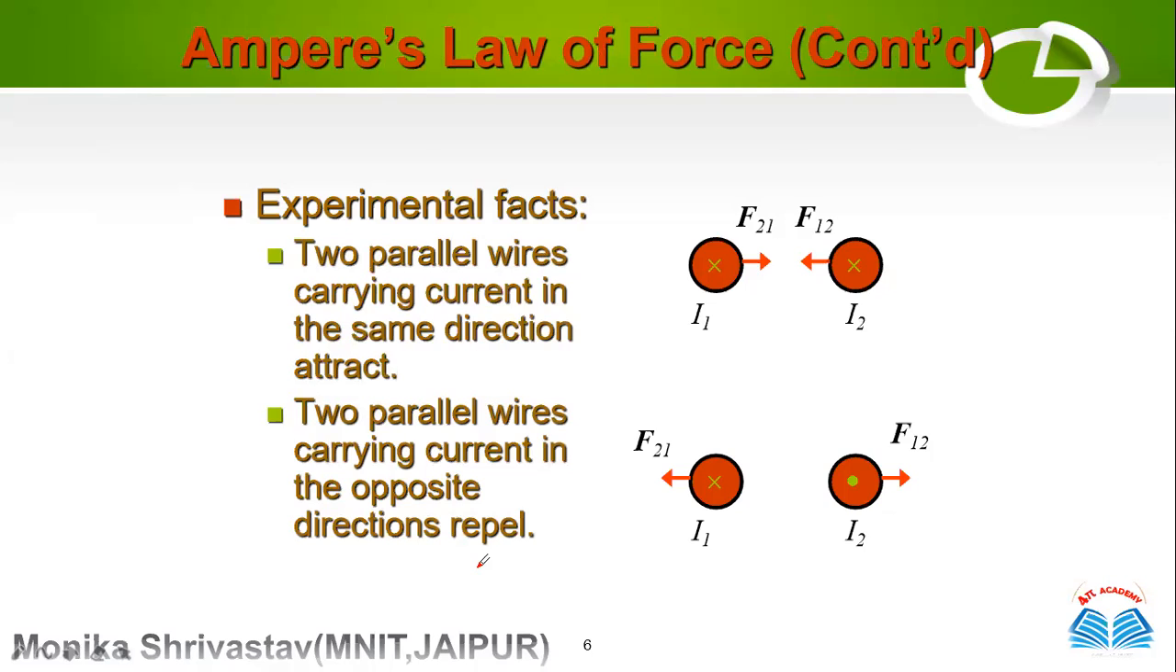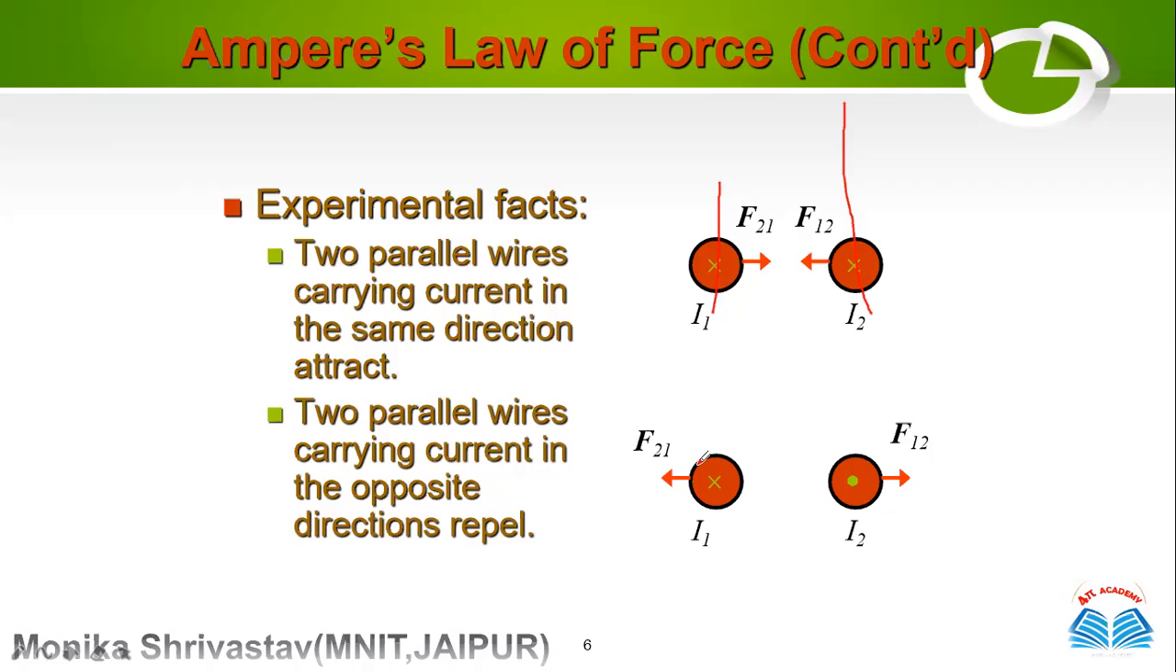So what is Ampere's law? If there are two parallel wires, with this wire having some current I1 and this other wire having some current I2, and those parallel wires carry the current in the same direction, like if the direction of the current in this wire is like this, and in this wire is also like this, then they will always attract. The force between them will be an attractive force.